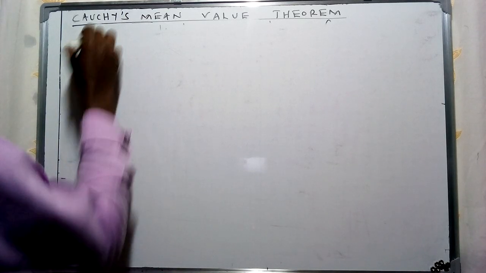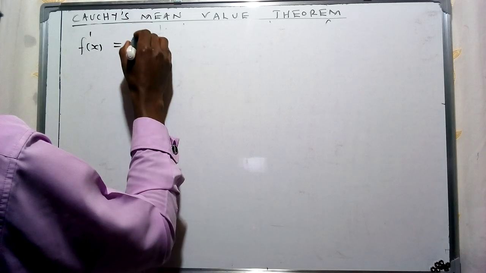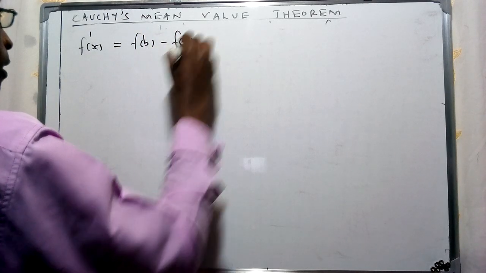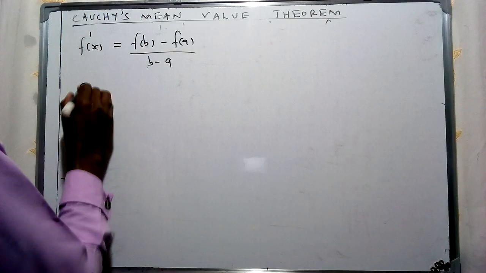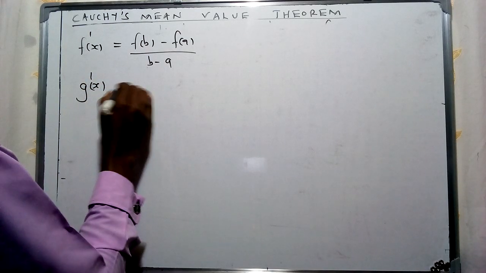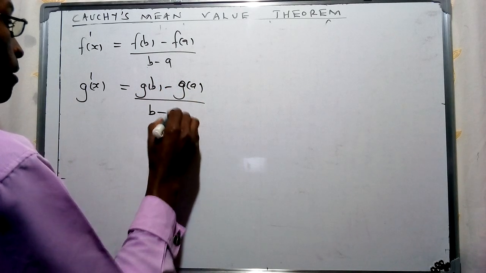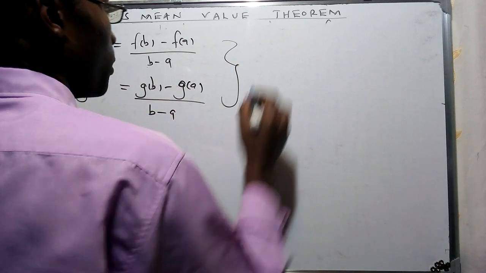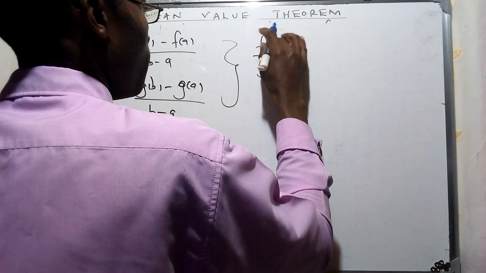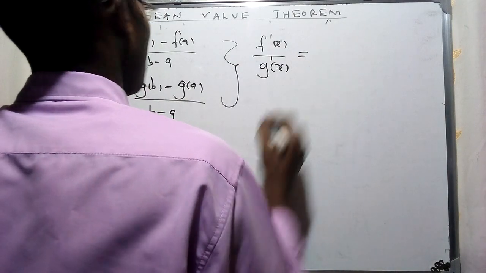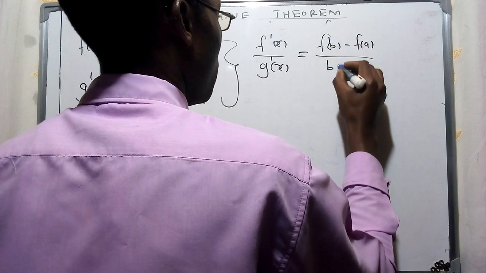So in this case, we can have the first derivative of a specific function for a point between a and b, given in terms of f of b minus f of a all over b minus a, and the derivative of the other function given in terms of g of b minus g of a all over b minus a. And this gives an implication that if we have f prime of x over g prime of x, this is going to give us f of b minus f of a all over b minus a.